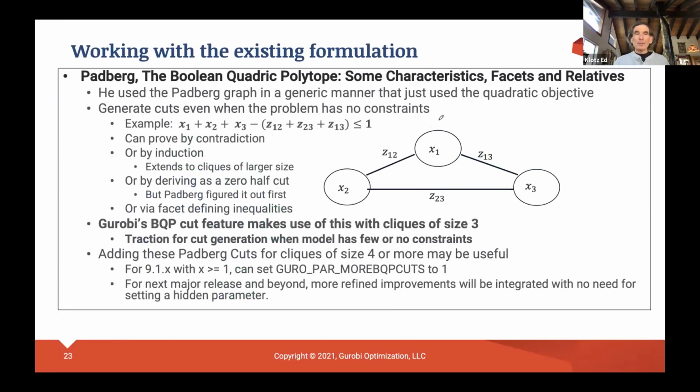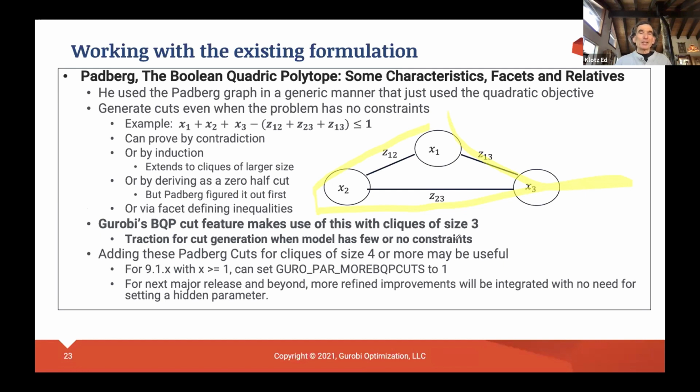Now, Padberg himself in this paper actually used this graph differently, and he used it to generate cuts when the problem has no constraints whatsoever. So he just looked at the quadratic expression, and for example, he looked for cliques like we see here. So here we have a 3-clique, and what he showed is that when you have a clique of size 3, the sum of the x variables minus the sum of the z variables in the clique is less than or equal to 1. And you can extend this to larger cliques. You can prove it either by contradiction or induction or using some of the zero-half cut machinery, or as Padberg did, via facet defining inequalities. Now, Gurobi's BQP cut feature makes use of this for clique size of 3.